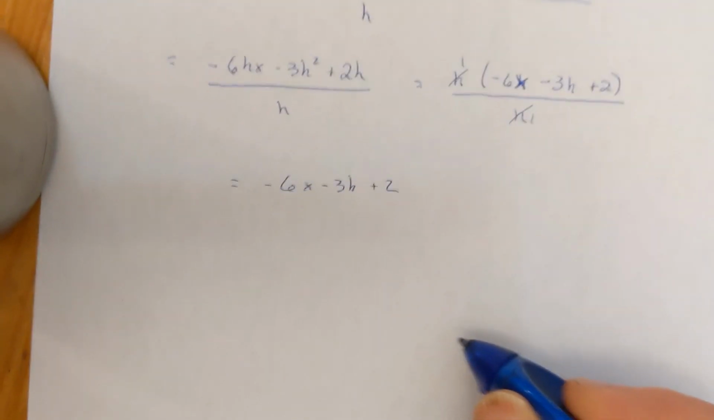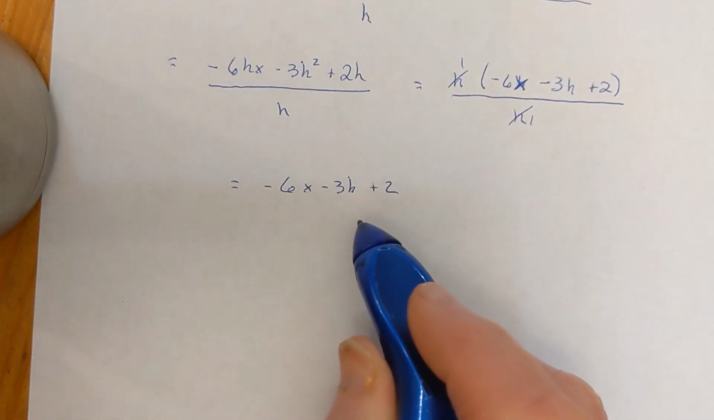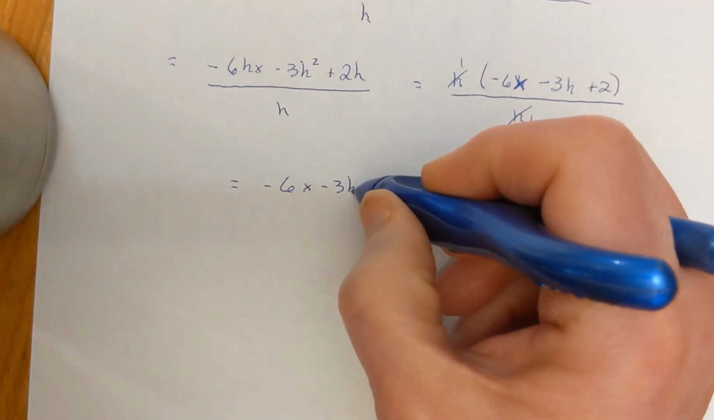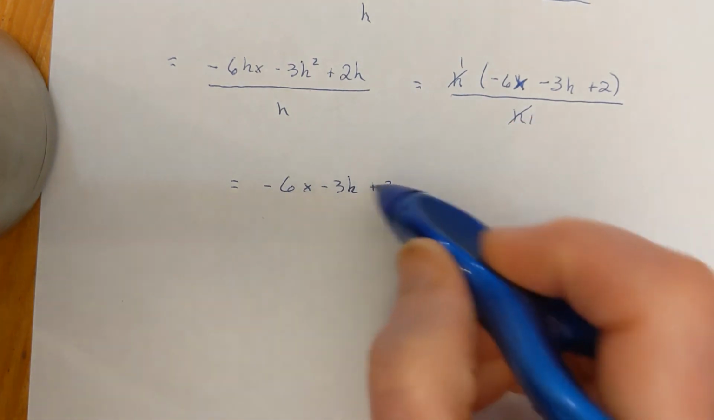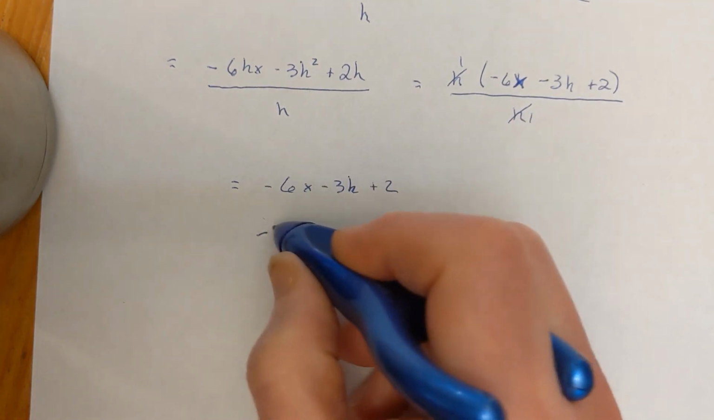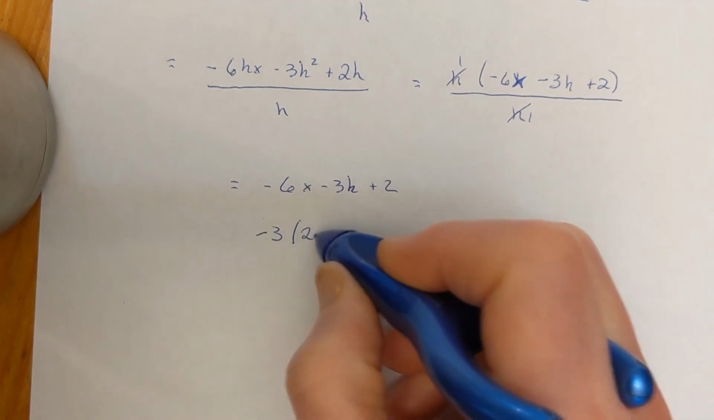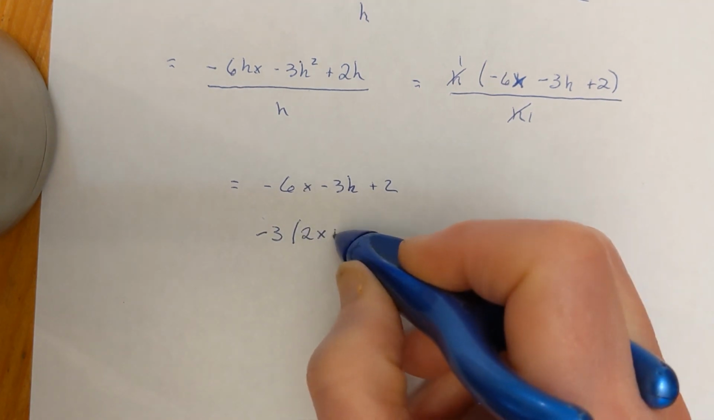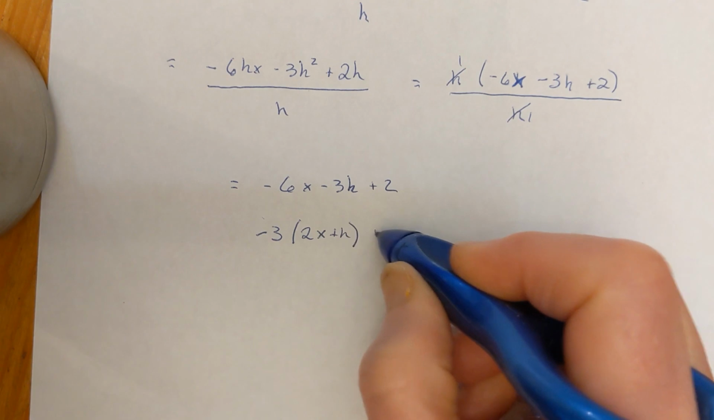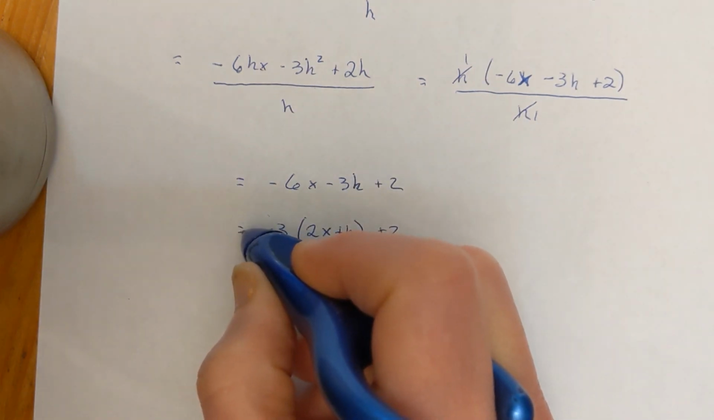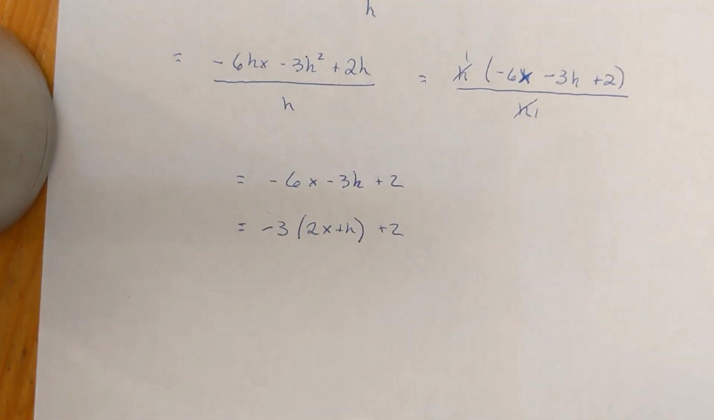In this class, I accept this answer as correct. Elsewhere, you may be asked to factor a negative 3 out and get negative 3 times 2x plus h minus 2/3. Both of these answers would count as correct for this class.